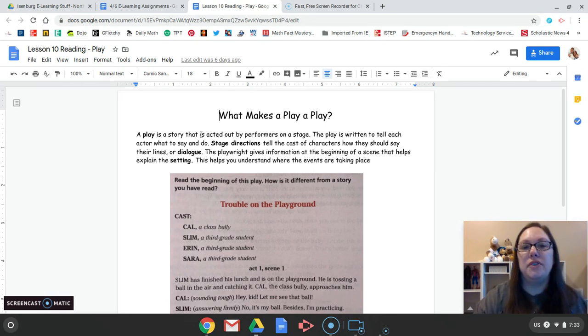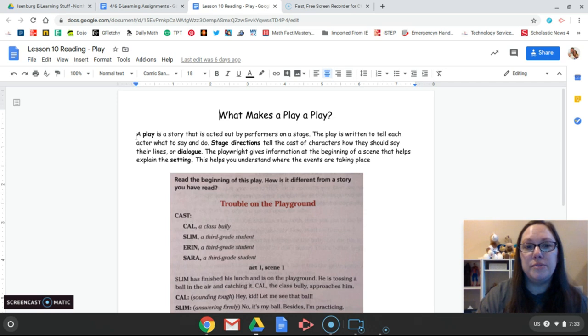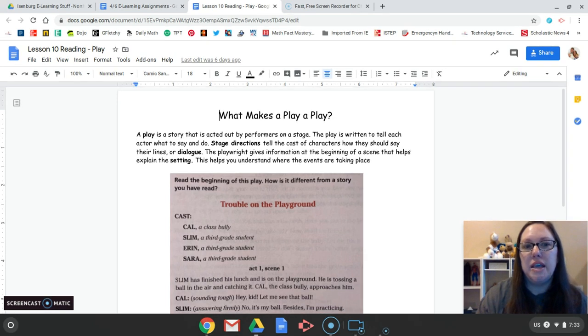So I'm going to start up here at the top, just reading the first paragraph. It says, a play is a story that is acted out by performers on stage. The play is written to tell each actor what to say and do. Stage directions tell the cast of characters how they should say their lines or dialogue. The playwright gives information at the beginning of a scene that helps explain the setting. This helps you understand where the events are taking place.